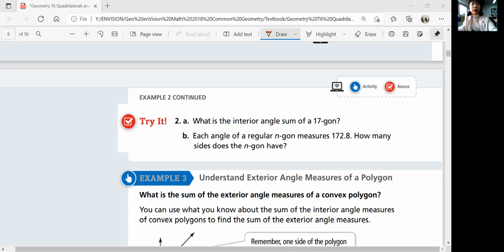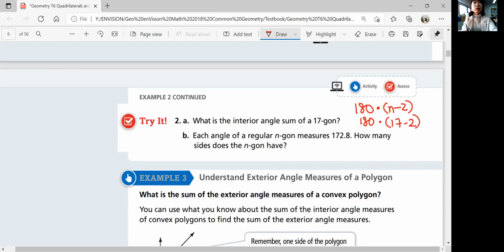You ready for A and B? For A, you have to use Theorem 6.1, the Polygon Interior Angle Sum Theorem. You can multiply 180 times (n minus 2). So 180 times (17 minus 2) would be your answer, and that is 2,700 degrees. Whoa, that's a lot.